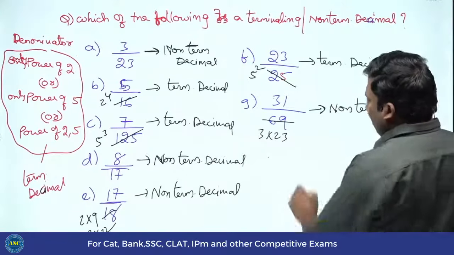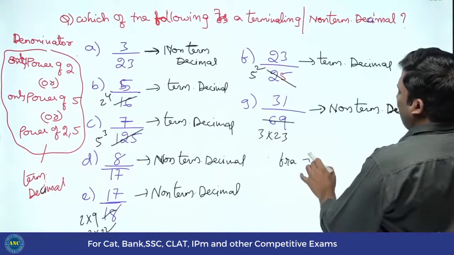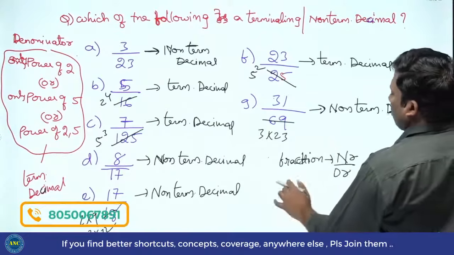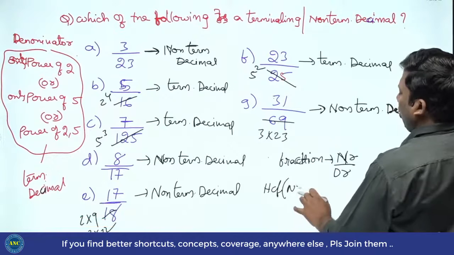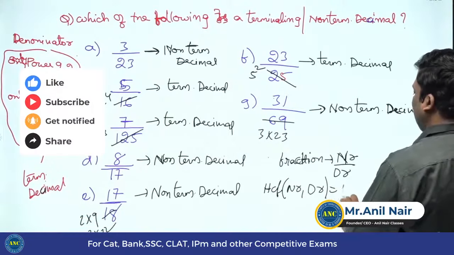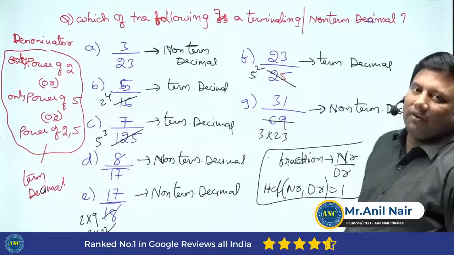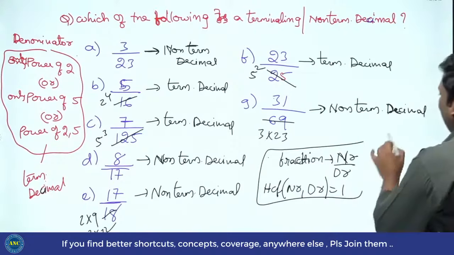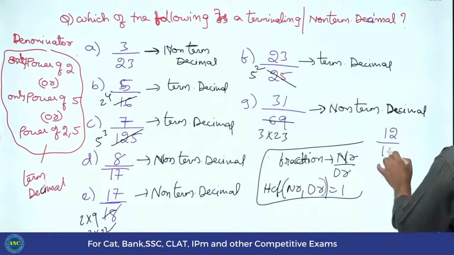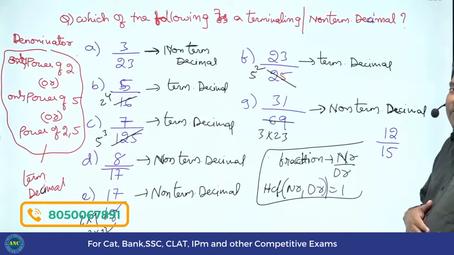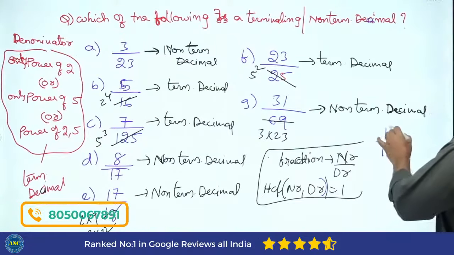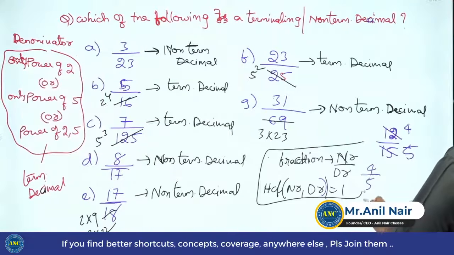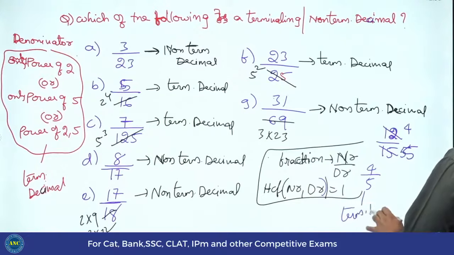Now remember, this holds good when the numerator and denominator are co-prime to each other. HCF of numerator and denominator should be 1. For example, 12 by 15. Don't draw a conclusion that 15 is 5 into 3, so it is non-terminating. It is not in its simplest form. 3 4s are 12, 3 5s are 15. 4 by 5. Denominator is a power of 5. So it is a terminating decimal.